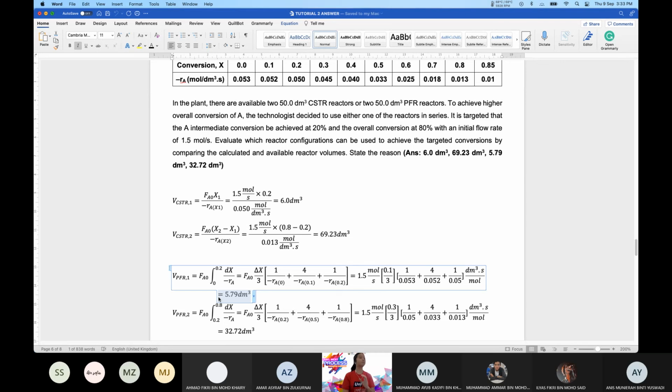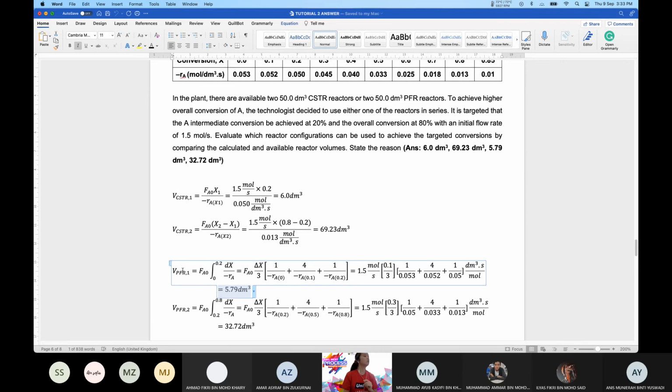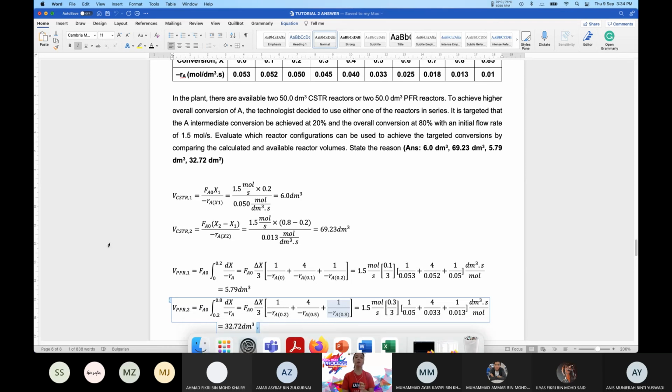Okay, so then the last one, PFR2. For PFR2, we are converting from 0.2 to 0.8, because the second reactor will convert from X1 to X2. So the first initial point, 1 per minus RA at 0.2. Last point, 1 per minus RA at 0.8. Then don't forget the middle point. If it is 0.2 and 0.8, the middle point is 0.5. Students often forget or get confused when finding the middle point. 0.2, 0.8, the middle point is 0.5.